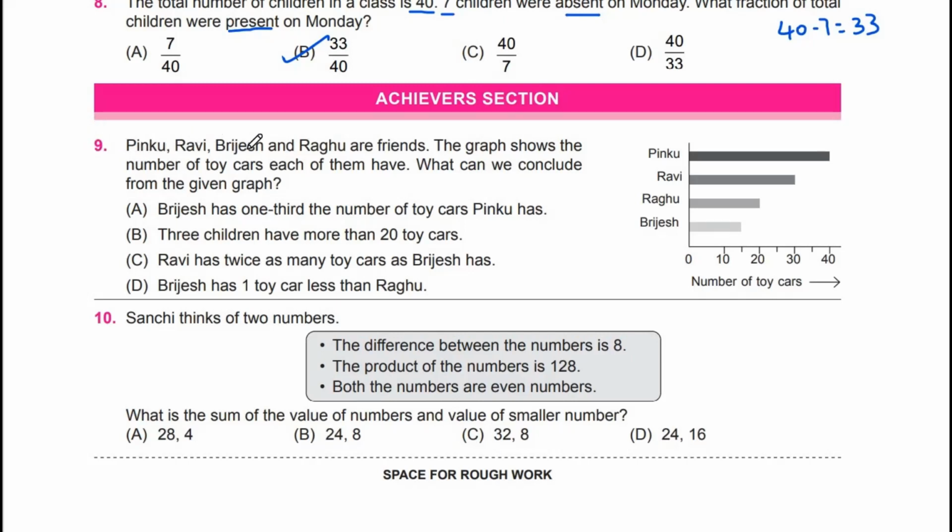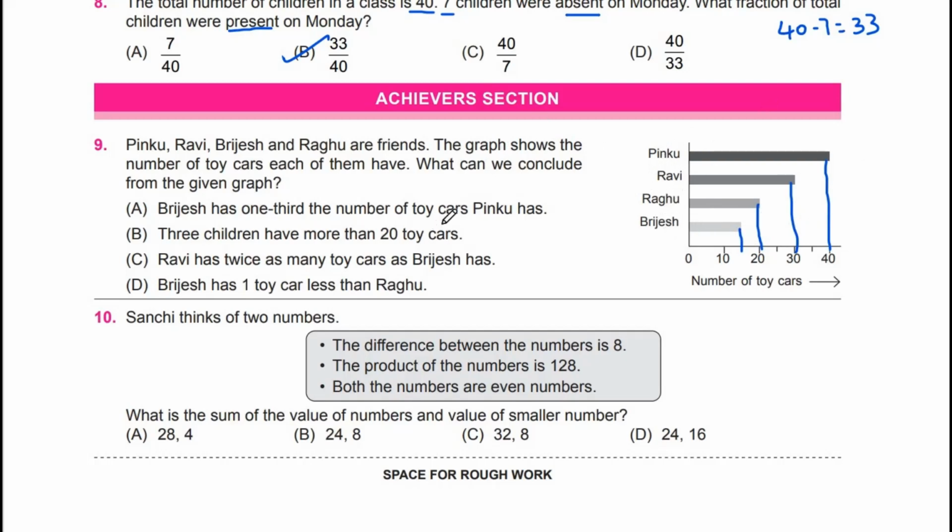Pinku, Ravi, Brijesh and Raghu are friends. The graph shows the number of toy cars each of them has. What can we conclude from the graph given? So we have a graph here. As you could see, Brijesh, Raghu, Ravi, Pinku. So Pinku has how many toys? You can just draw a line and see Pinku has 40 toys. Ravi has 30 toys. Raghu has 20 and Brijesh has 15 toys. So you know how many toys each friend has.